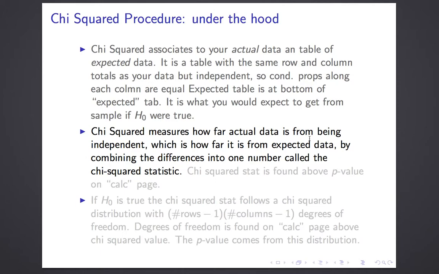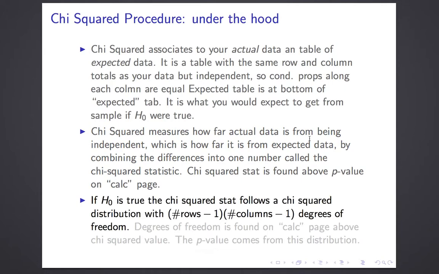So that number that we saw, 4.3, was the chi-squared value. It's computed from those differences between the actual and expected value. You actually square the differences, divide by the expected, and you add them up. The chi-squared distribution, like the t-distribution, depends on a degrees of freedom. And for your edification, the degrees of freedom are calculated by taking the number of rows minus 1 times the number of columns minus 1. But it shows up on the calc page. You get the p-value from this distribution.